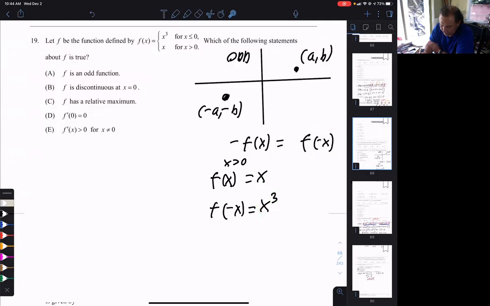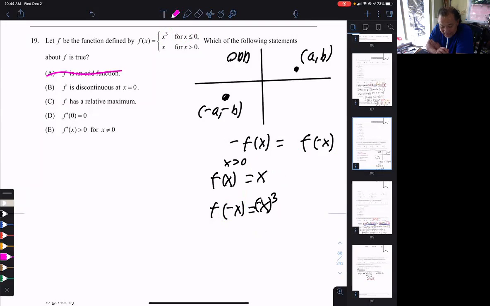So that isn't even, oh, I'm sorry, I lied to you. It's minus x cubed. So if I put in a minus x because I have a negative x value, I put a minus x. These are not opposites of each other because there's no cube there. So therefore, not odd. Not odd.